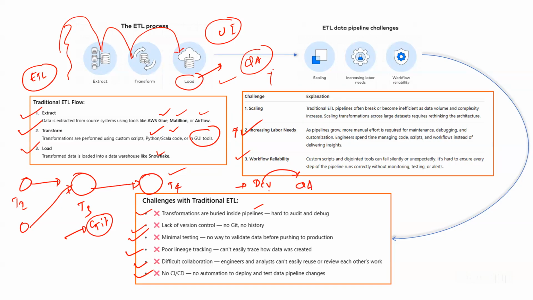You have to have a DevOps team. Again, you have to have a DevOps team. And this DevOps team needs to set up a pipeline in the backend which moves code from one environment to another. These are some of the disadvantages.